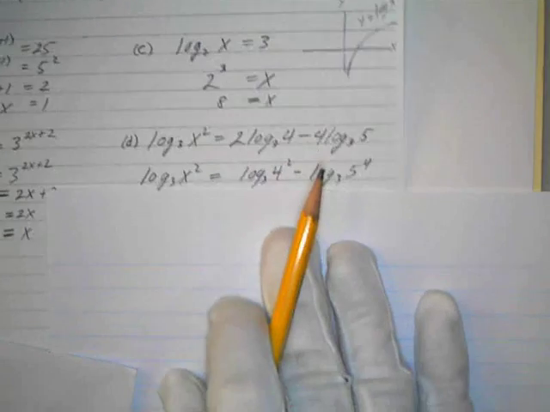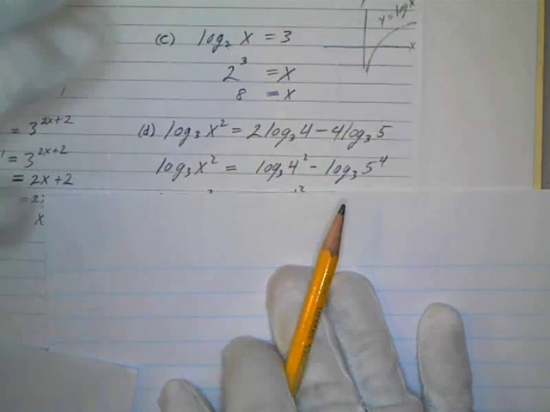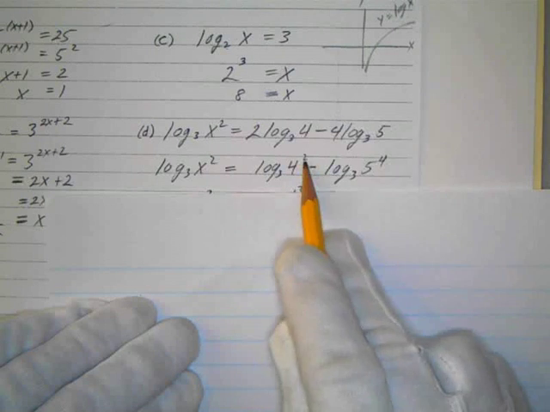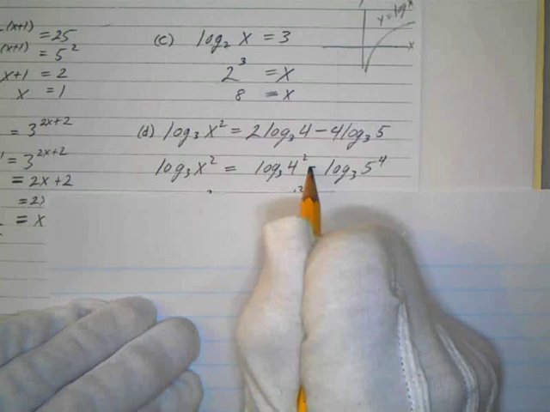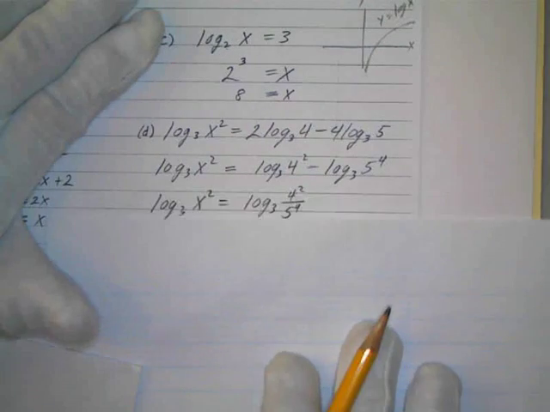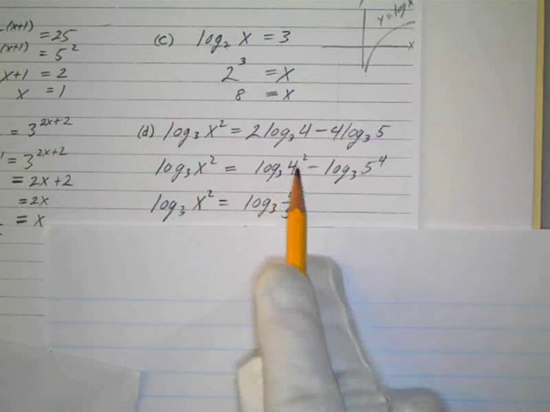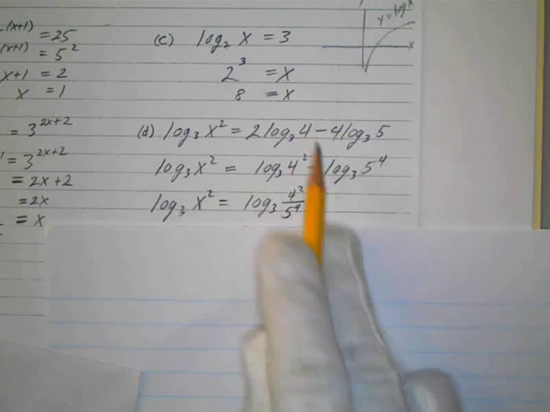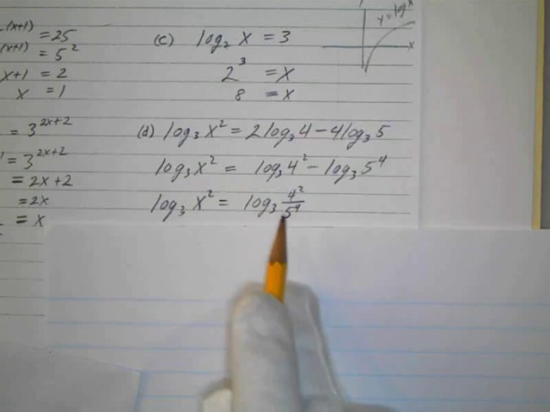Now my motivation is that I want to get one log on the left and one log on the right. Okay, so there we go. Now remember, one of the other properties was the log of a quotient is the difference of the logs, or vice versa, the difference of the logs is the log of a quotient. So I can combine these as the log to the base 3 of 4 squared over 5 to the 4th, as long as my bases are the same, and they're all base 3 in this problem. Now I've got one log on the left and one log on the right.